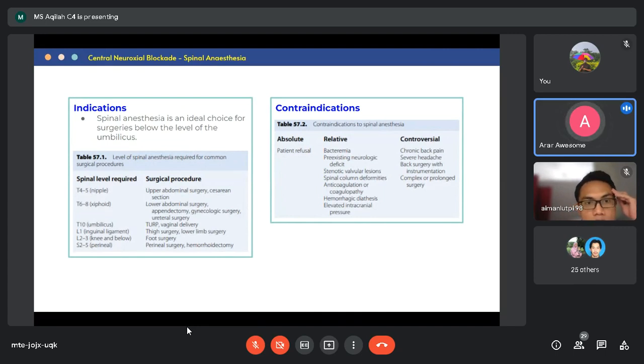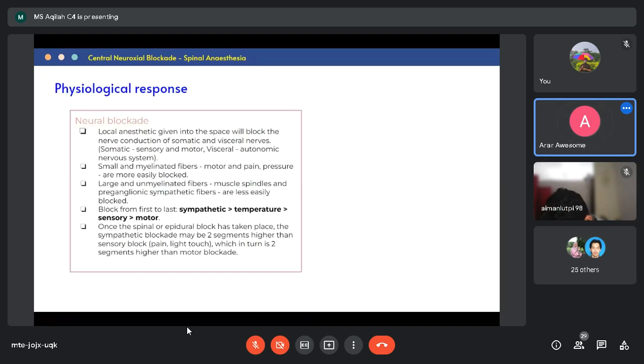And there are contraindications to spinal anesthesia, which can be divided into absolute, relative, and controversial. For absolute, when the patient refuses and we don't get informed consent. For the relative, for example, patients with bacteremia, pre-existing neurologic deficit, stenotic valve lesion, spinal column deformities, anticoagulation or coagulopathy, bleeding or hemorrhagic diathesis, and elevated intracranial pressure. We don't want to further increase the intracranial pressure if the patient already has high intracranial pressure. For the controversial ones, for example, patients that have chronic back pain, severe headache, back surgery with instrumentation, complex or prolonged surgery. Next.